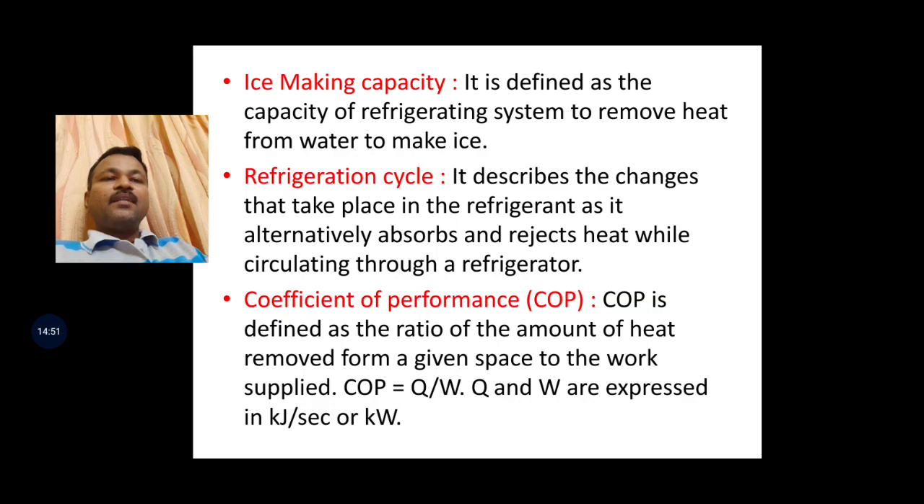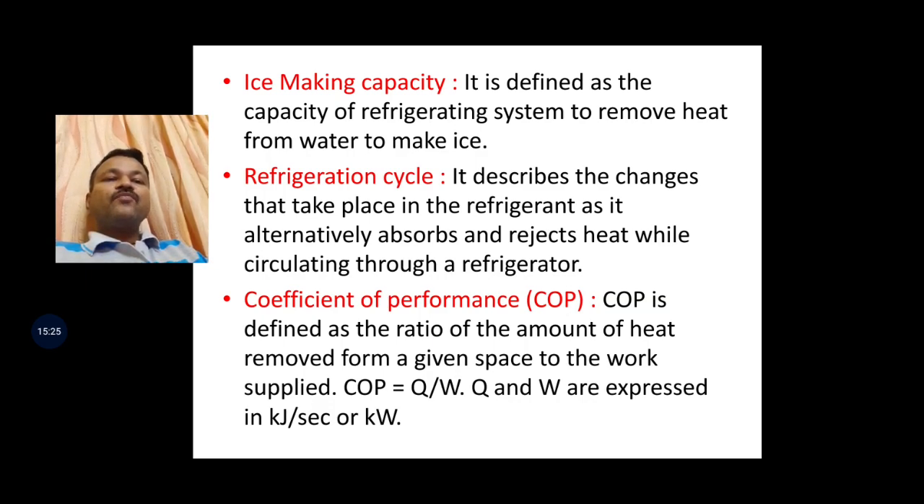Next, refrigeration cycle. It describes the changes that take place in the refrigerant as it alternately absorbs and rejects heat while circulating through a refrigerator. That is called the refrigeration cycle. Changes means what? Changes of phase: vapor state to liquid state to vapor state. It keeps on changing its states. It absorbs the heat, and it rejects the heat to the surroundings while circulating through a refrigerator.